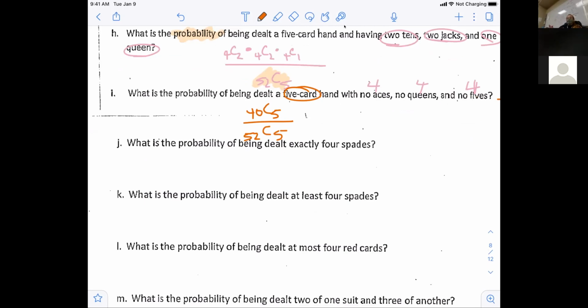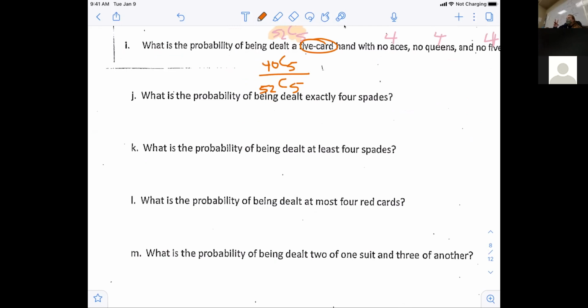Now, if it was poker, I don't know if you've ever played poker, but poker is 2 cards. So you get 2 cards and then you do something with it. That's all I know about poker. But that's it. That's the extent of my knowledge.